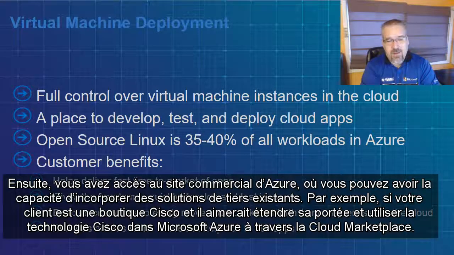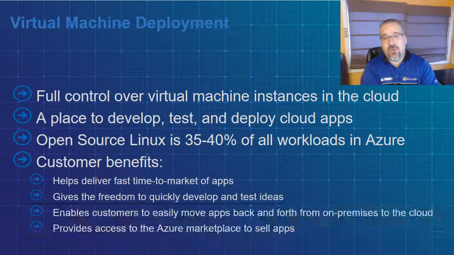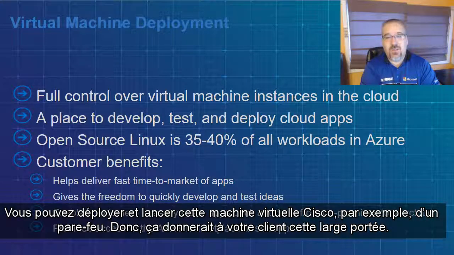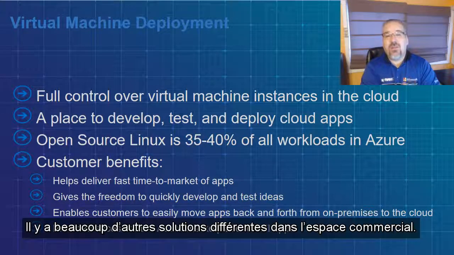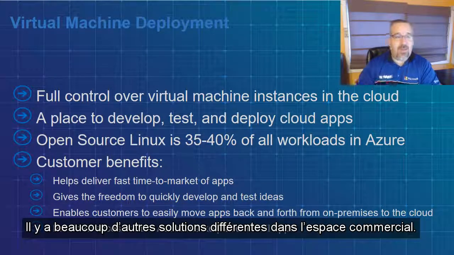And then it provides access to Azure Marketplace, where you may have the ability to incorporate existing third-party solutions. So for example, if you looked at Cisco, maybe your customer is a Cisco shop and they would like to extend their reach and use Cisco technology out in Microsoft Azure through the cloud marketplace. You could deploy and launch that Cisco virtual machine instance of, say, a firewall. And so that would give the customer that breadth of reach. There's lots of other different solutions as well out in that market space.